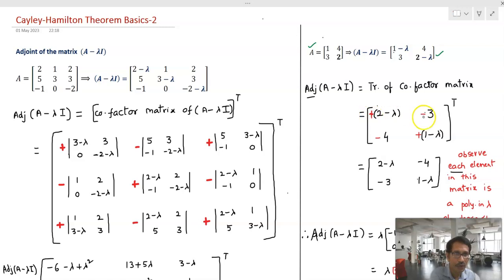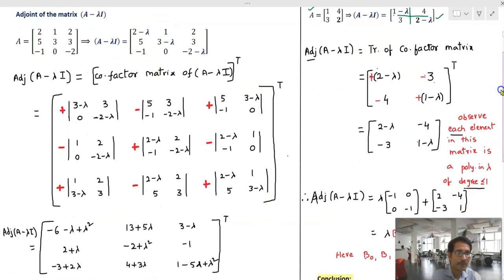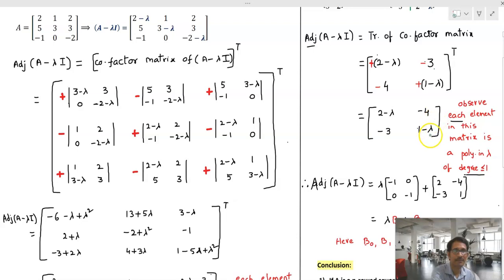I calculated cofactors for each element. You know this, how you get this alternating plus minus. What is the cofactor of 1 minus lambda? Plus. You remove this row and column, and you are left with 2 minus lambda. You got this. Similarly, you find the cofactor for every element, and this is the cofactor matrix, but the adjoint is its transpose, right? So find the transpose. Now this is the transpose, therefore this is the adjoint of A minus lambda I for a 2 by 2 matrix. And here what do you observe?